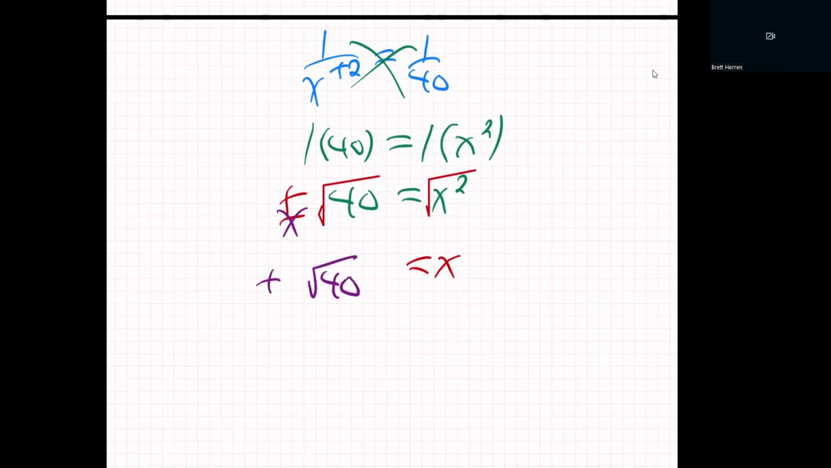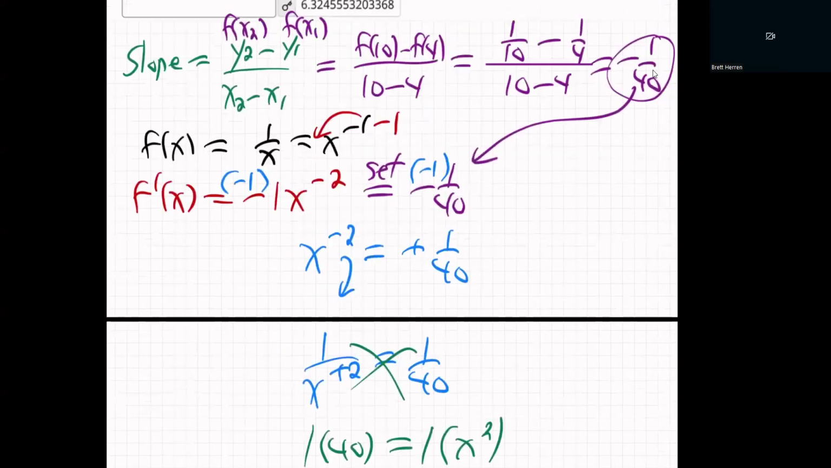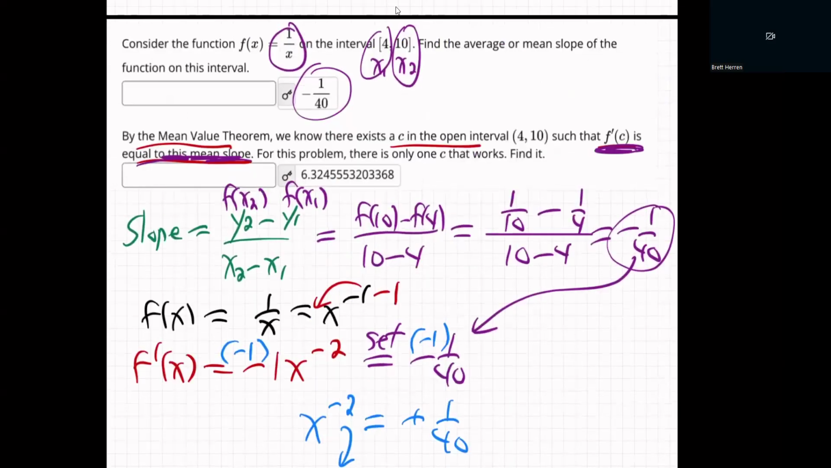And you could just type in square root of 40. It'll take that. You could simplify it. You give a decimal. It's all good. There's the x value. And that's how we do that.